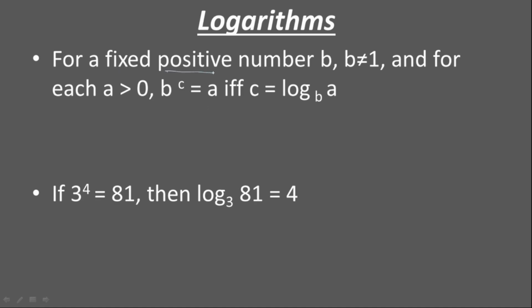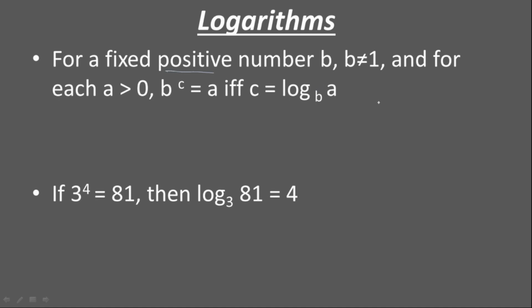It says a fixed positive number, and b must be different from 0 and different from 1. For each a greater than 0, b to the power of c is equal to a if and only if c is equivalent to the logarithm of a to the base b. In this context, we read the logarithm of a to the base b is equal to c. First, why do we need to learn about logarithms?